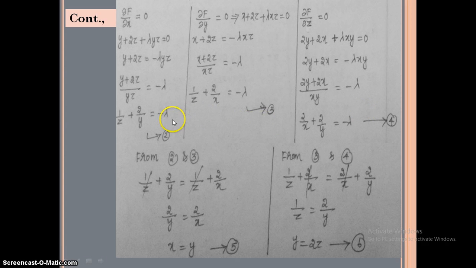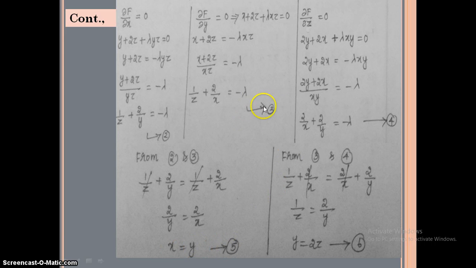First I can take equations 2 and 3. Your RHS must be equal. Therefore 1 by z plus 2 by y equal to 1 by z plus 2 by x. Cancelling 1 by z, the remaining value is 2 by y equal to 2 by x. Then cancelling 2 and taking the reciprocal, x equal to y. So we get equation 5 here.